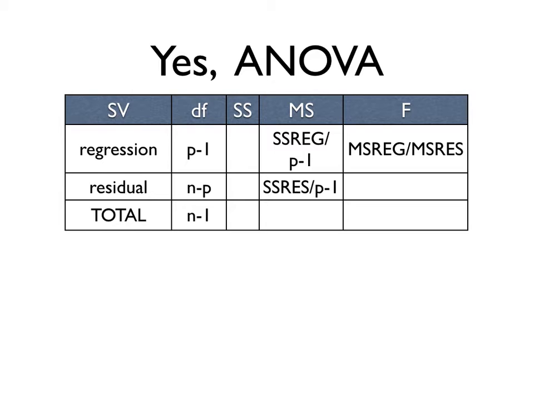So F is mean squared regression over mean squared residual. You get p minus 1 and n minus p degrees of freedom. You might wonder what the n is. Let's say you've got 500 cases, like records, and you've got 20 variables. Is n 500? It's not 500 records, it's the number of individual subjects you measure.